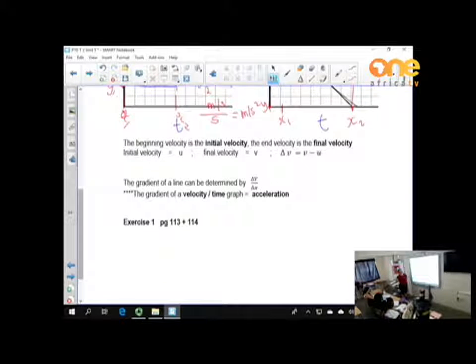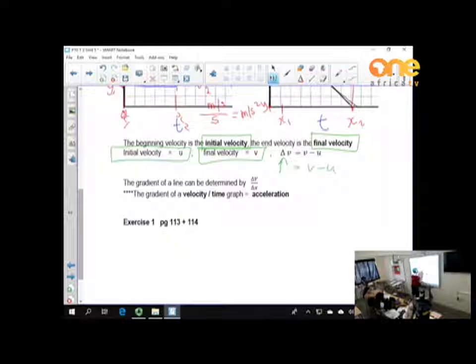When we start working with accelerating objects, we differentiate between an initial velocity, the one we start with, and a final velocity. All right? Now, when we work with it in a formula, to prevent us from becoming confused, we work with initial velocity as a small letter u and final velocity as a v. So the change in velocity, remember the triangle means change, is final velocity minus initial velocity.